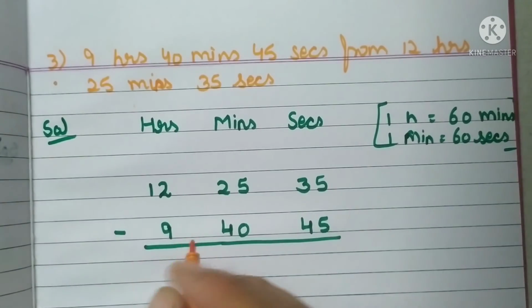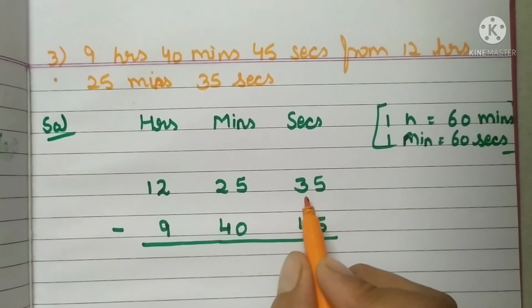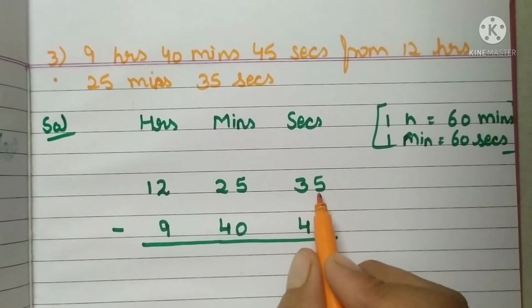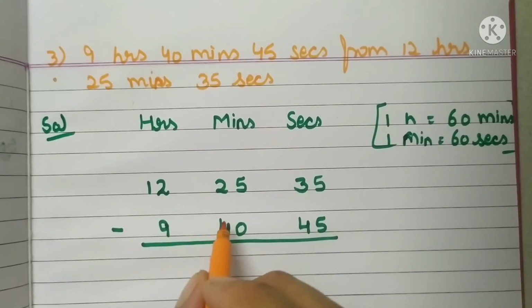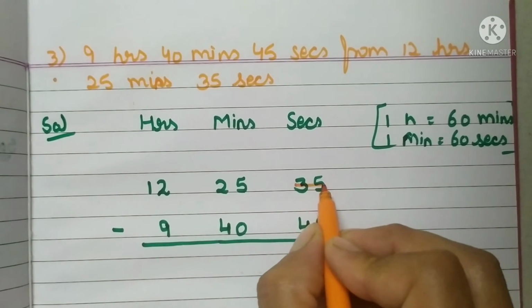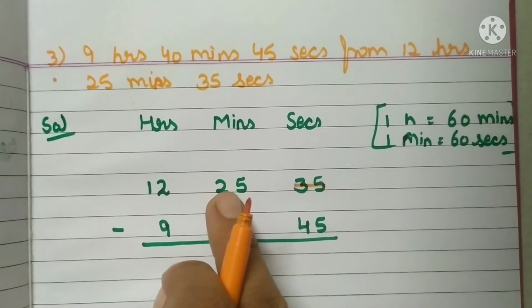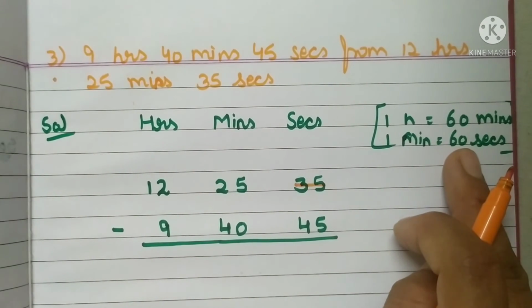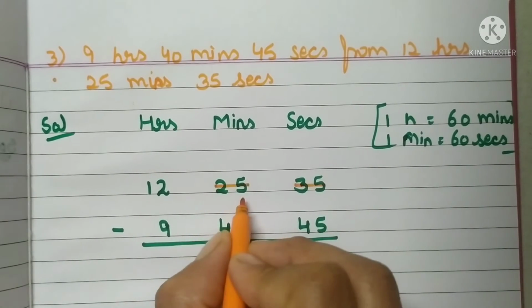Now come to here. Tell me one thing. Is it possible to subtract 45 from 35? 35 is small and 45 is big, so it's not possible. So what do we have to borrow? When we have to borrow, we have to borrow it from minutes. Now from seconds we are coming to minutes. 1 minute is equal to 60 seconds. So it means we have to deduct 1 minute from this 25.